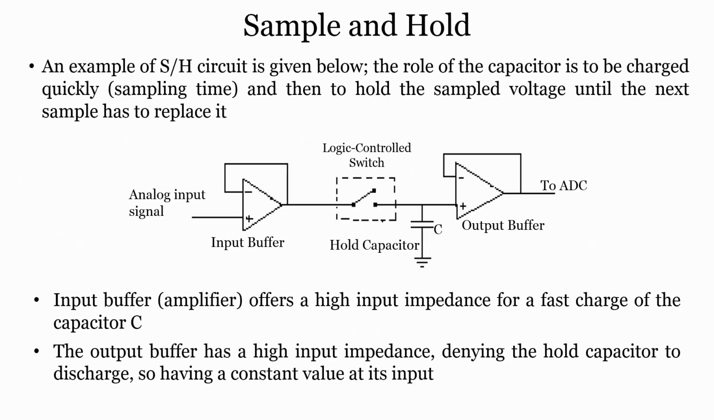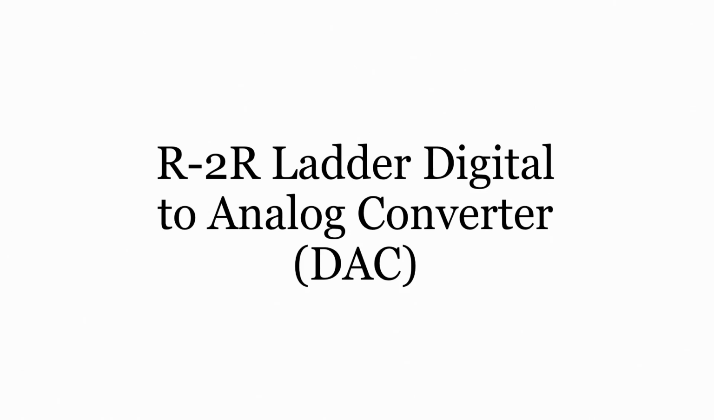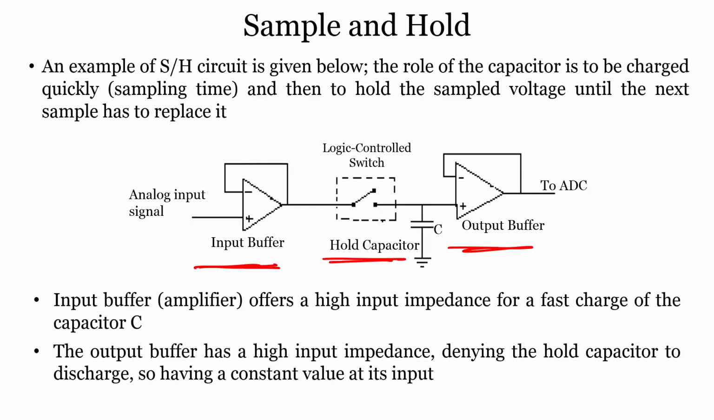Now, an example of a sample and hold circuit is given below, and the role of the capacitor is to be charged quickly during the sampling time and to hold the sample voltage until the next sample has to replace it. That is the role of the hold capacitor. So, when you sample an analog signal, you have to hold it on the capacitor and then resample. The input buffer amplifier offers a high input impedance, which is right over here, for a fast charge of the capacitor, and the output buffer, which is right over here, has a high input impedance, preventing the hold capacitor from discharging, so having a constant value at the output. That is the role of the two buffers, input and output buffer, across the capacitor.